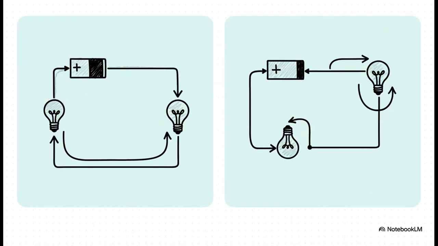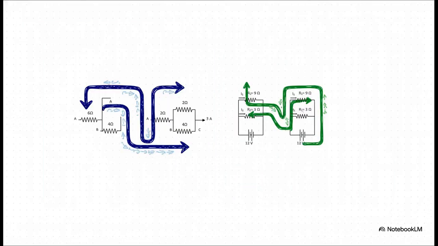When you start connecting things in a circuit, you basically have two main options. You can connect them in series, which is like a one-way street. The current has only one single path to follow through everything. Or you can connect them in parallel, which is more like a fork in the road, giving the current multiple paths to choose from. And you can see that difference perfectly right here.